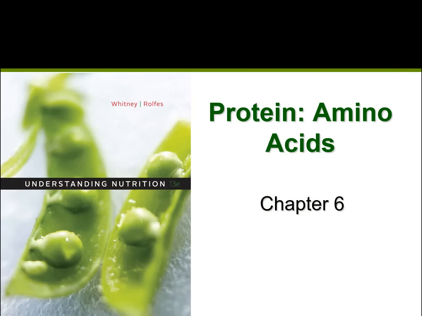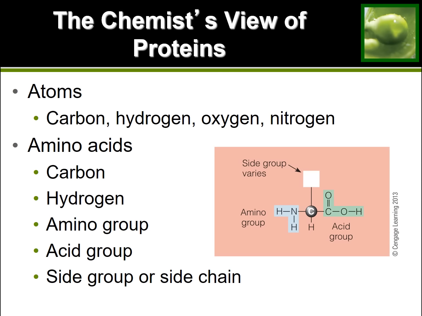Chapter 6 is going to be a more in-depth look into protein. Proteins are a little bit different than the other nutrients because they contain one additional atom, which is nitrogen. They're made of carbon, hydrogen, oxygen, and then also nitrogen. The building block that proteins are made of is called amino acids.